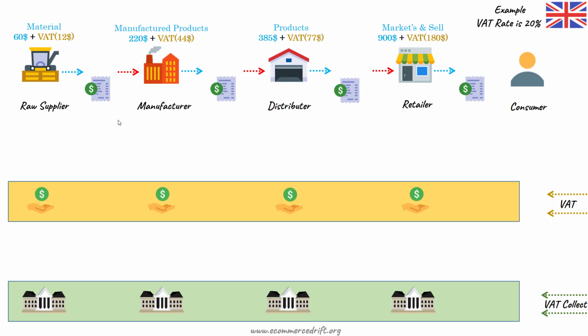Now, here is where all the process starts. The manufacturer contacts the raw supplier and says, hey, raw supplier, I need this amount of material. I have a special order that I need to make.